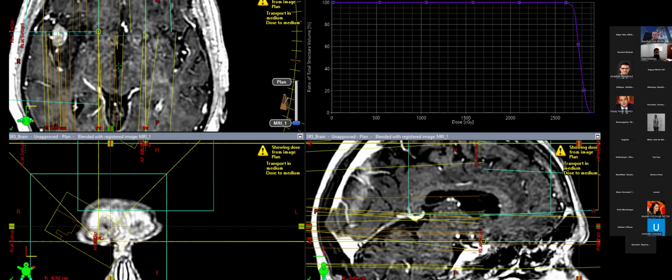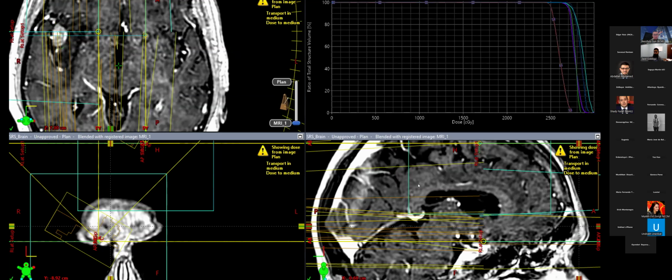And then finally, I'll quickly show here the PTVs, which again have a 1 millimeter expansion. You can see one of these PTVs is not like the others, everything else getting 27 gray. This one PTV in the pons is getting a 24 gray dose, but it's getting 100% of the volume at 24 gray.